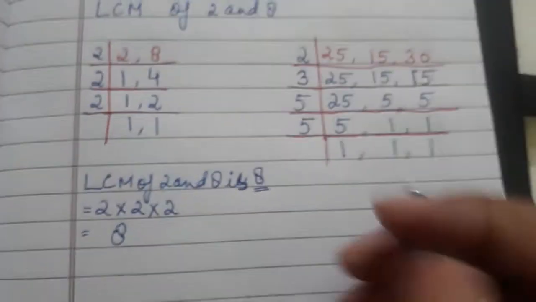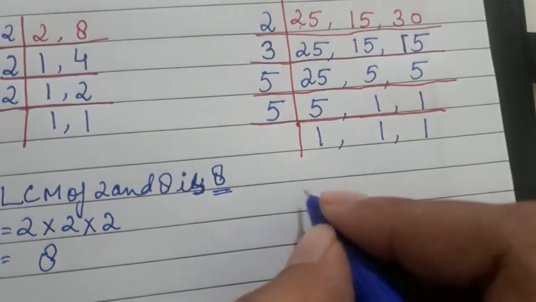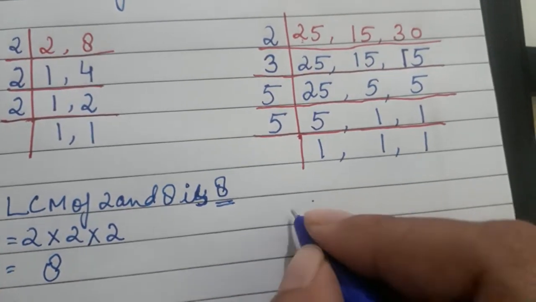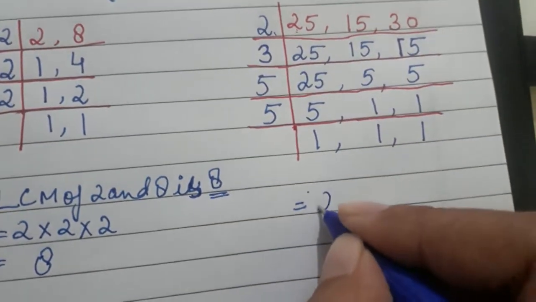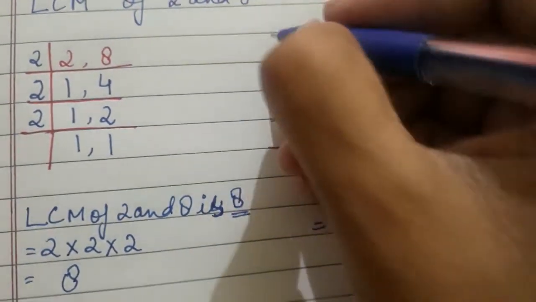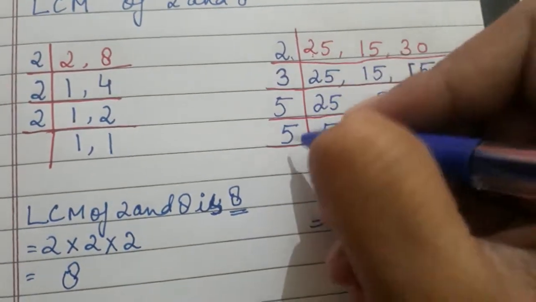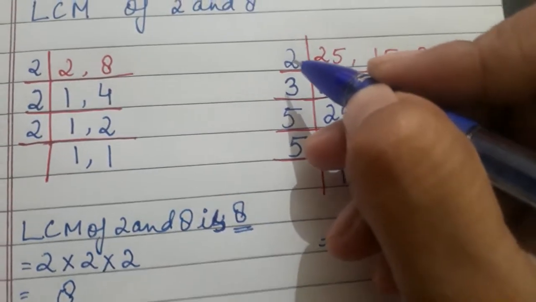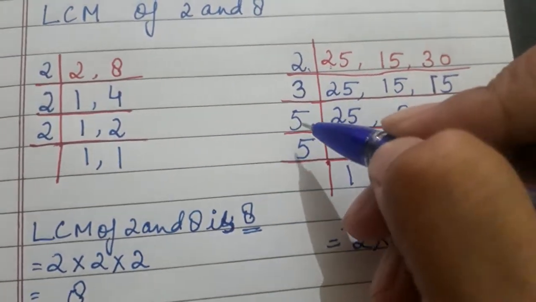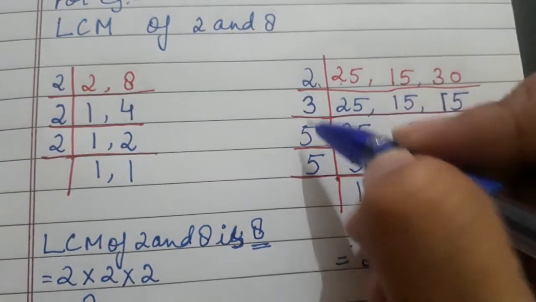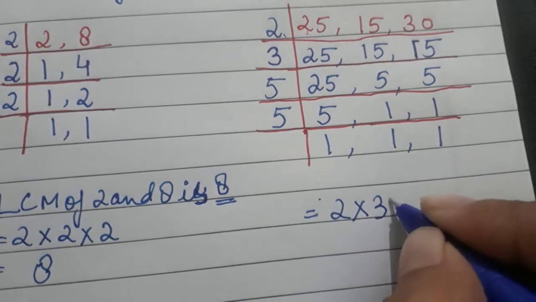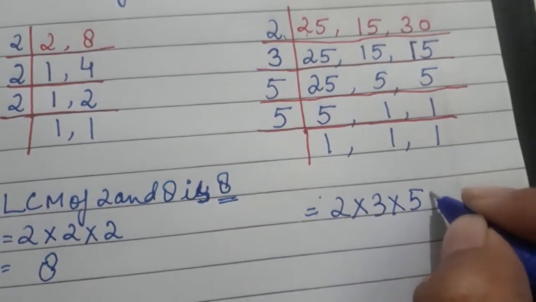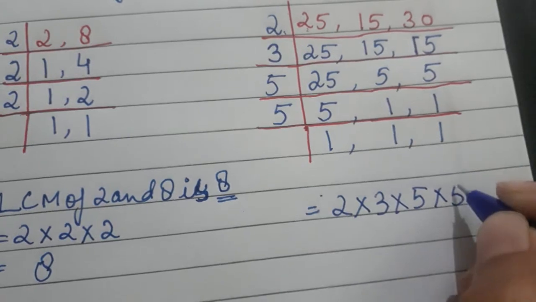Now take the product of all the numbers, as I said. We will take out the numbers 2, 3, 5 and 5 and multiply all of them. We will start from the top in ascending order. You remember ascending order? Smaller to bigger, to biggest. So 2 into 3 into 5 into 5.